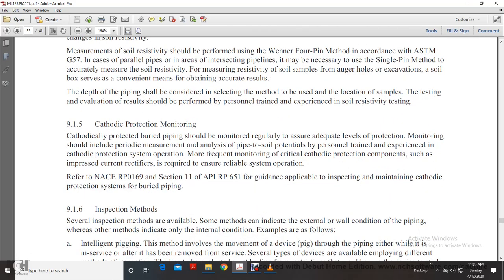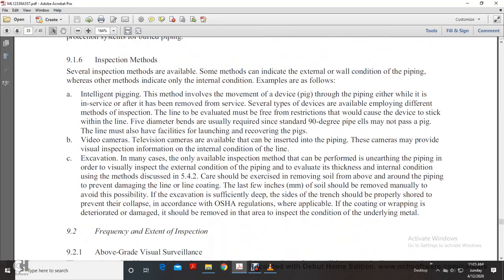All right, 9.1.5, cathodic protection monitoring. Cathodically protected buried piping should be monitored regularly and assessed for an adequate level of protection. Monitoring should include periodic measurement and analysis of the pipe-to-soil potential by personnel trained and experienced in cathodic protection system operation. More frequent monitoring of critical cathodic protection components, such as impressed current rectifiers, is required to ensure reliable system operation. Refer to NACE recommended practice 0169, section 11. API recommended practice 651 provides guidance applicable to inspecting and maintaining cathodic protection systems for buried pipe.